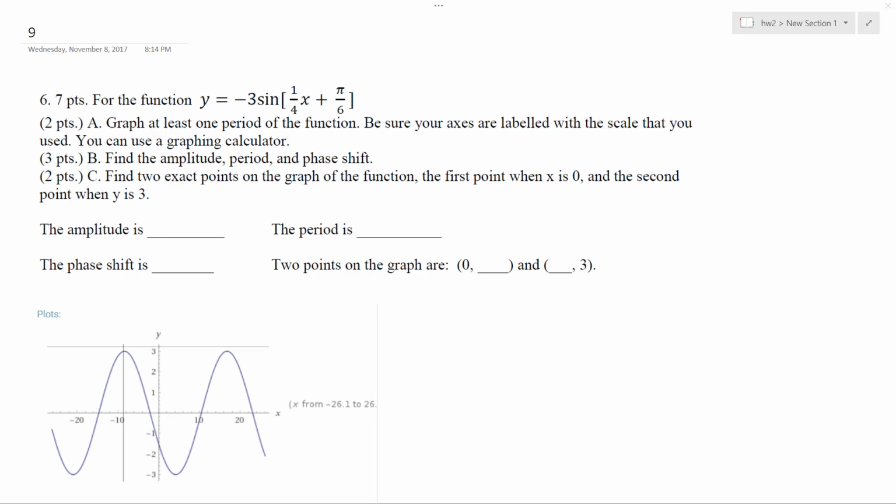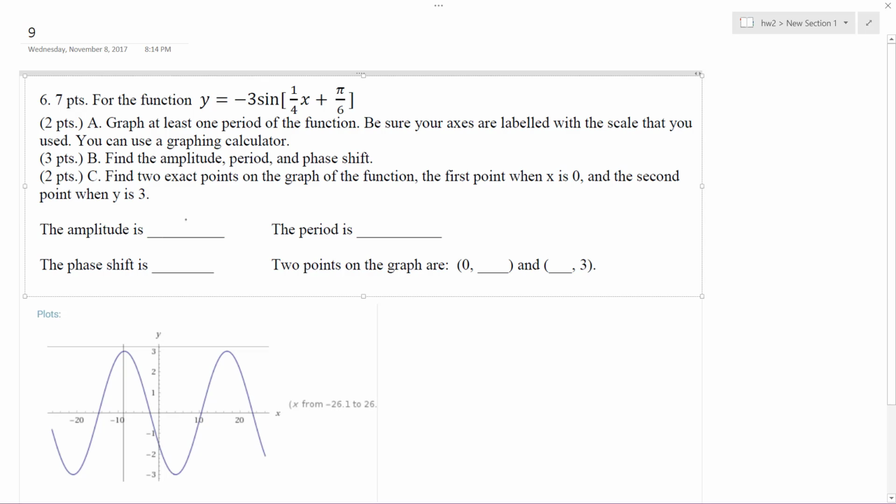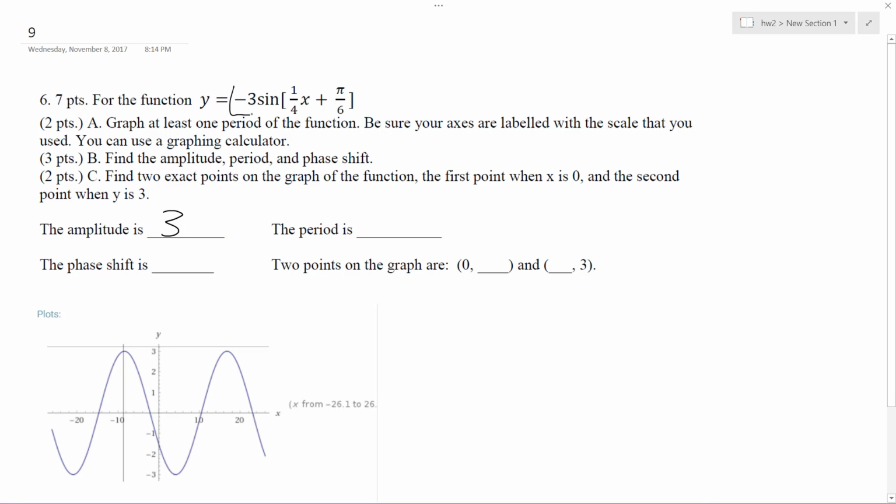All right, so we have this graph here. It's got an amplitude of 3. It's the magnitude here. The magnitude is what you're looking for. That's how high it goes up and down. What the negative sign does is just inverse it wherever it is.